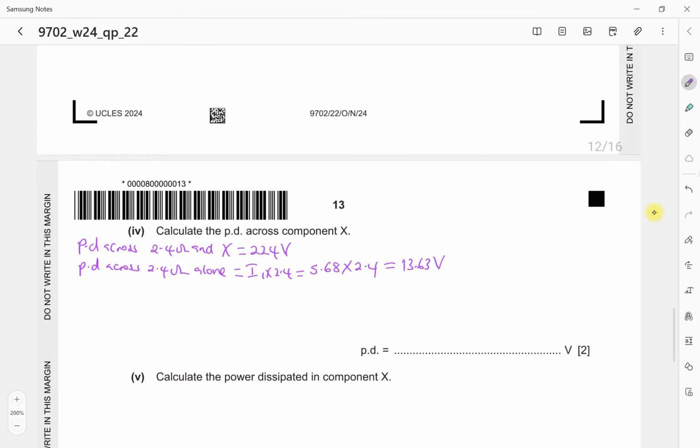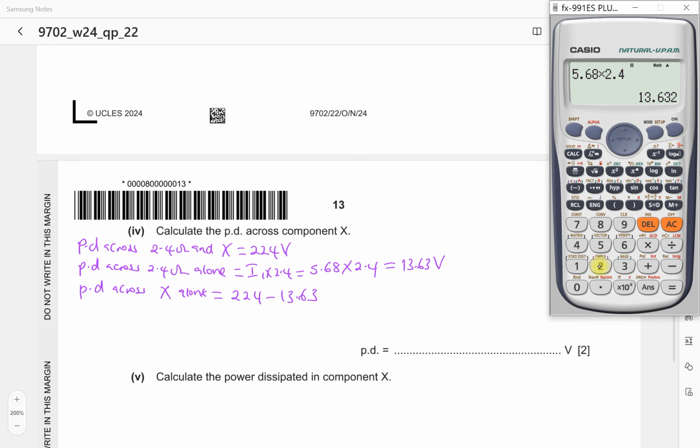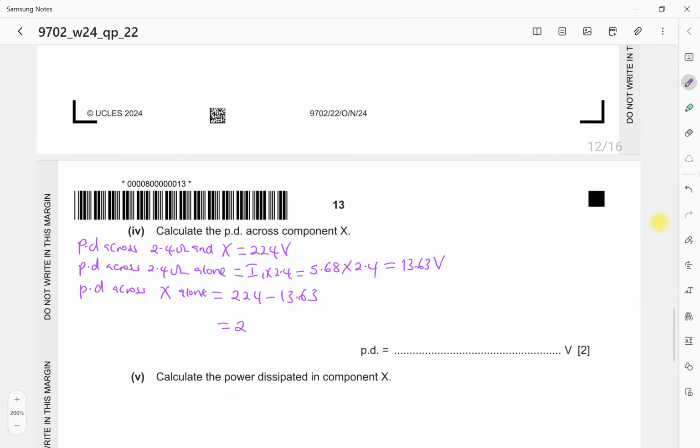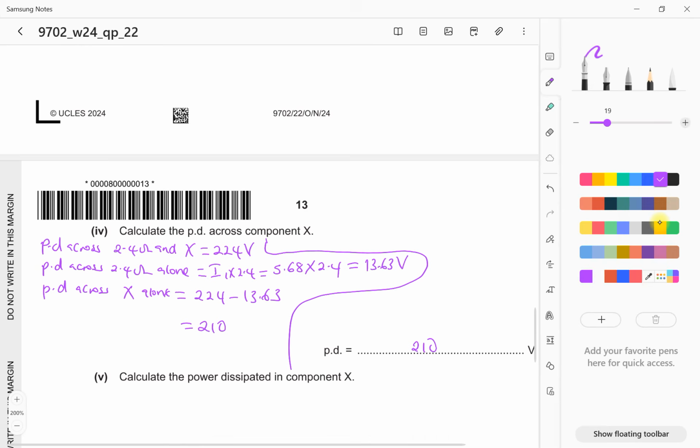So it means the PD across X alone is going to be 224 minus 13.63, that is 210. So the answer here is going to be 210. That could be method number 1. Let me try method number 2, maybe with a different color.